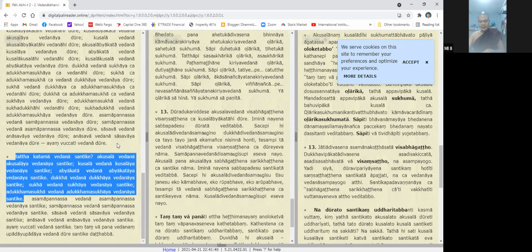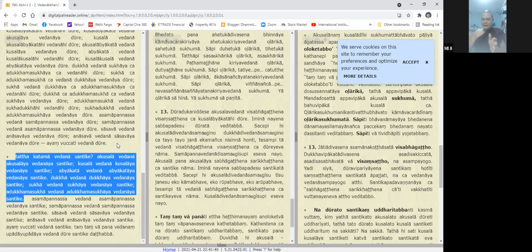So akusla vedana, akuslaya vedana sadike. Akusla is near to akusla. Kusla vedanaya sadike. Kusla vedana is near to kusla. The abhyagada vedana sadike. Abhyagada is near to abhyagada. Dukkha vedanaya, dukkha to dukkha. So sukha vedanaya, sukhaya vedanaya. Sukha to sukha. Near. Adukkha sukha.